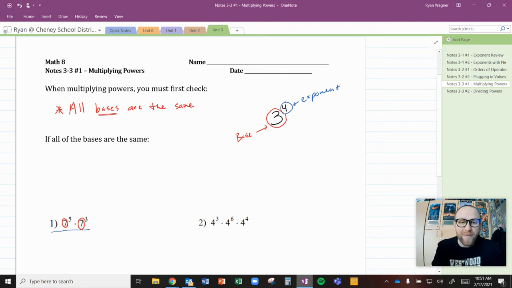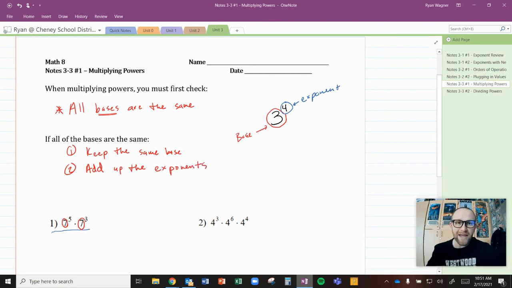If all of the bases are the same, we do two things. We keep the same base. So whatever the base is, that's what the base is going to be in our answer. Our second thing is we add up the exponents. That's it. We keep the base the same, we add the exponents. That's going to be our answer.